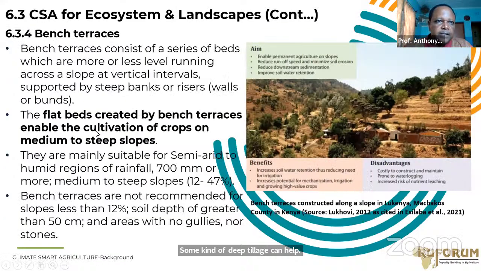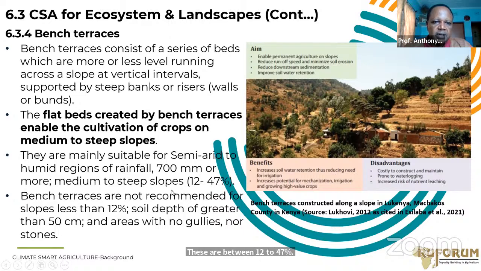Okay, then of course bench terraces are what you see there. They tend to be narrower than the contour terraces. Flat beds created by bench terraces enable the cultivation of crops on medium to steep slopes. These are between 12 to 47% in steepness.